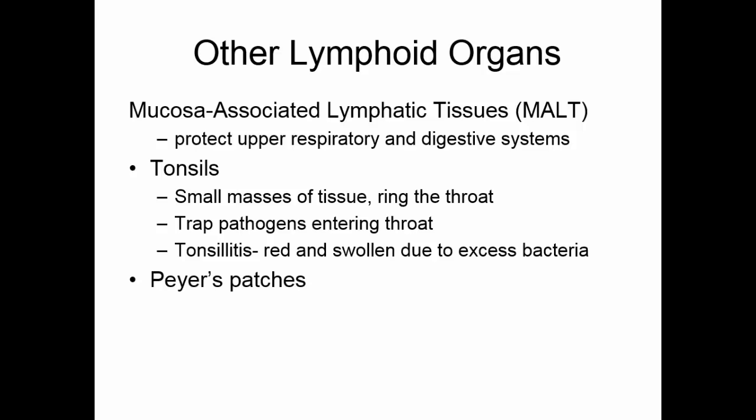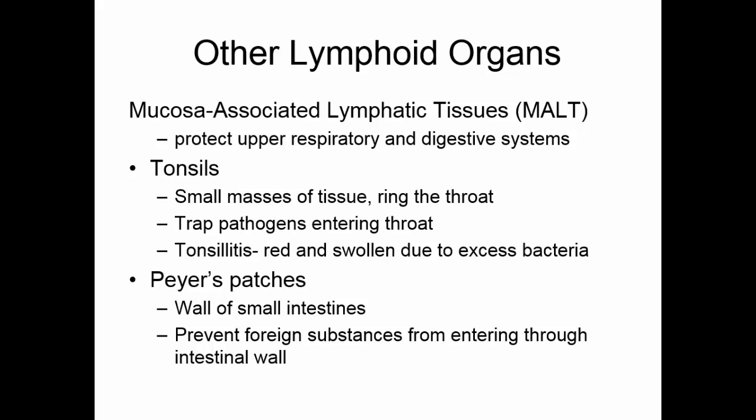Peyer's patches are small clusters of MALT tissue that are found in the walls of the small intestine. The small intestine has a very diverse bacterial population and is very absorptive. It would be easy for bacteria to enter the bloodstream from the digestive system. Peyer's patches help prevent this from happening.